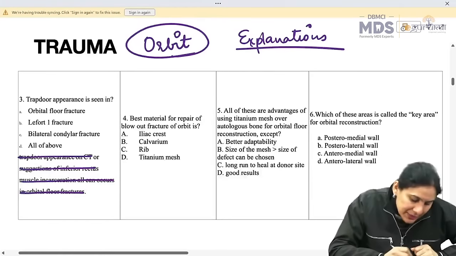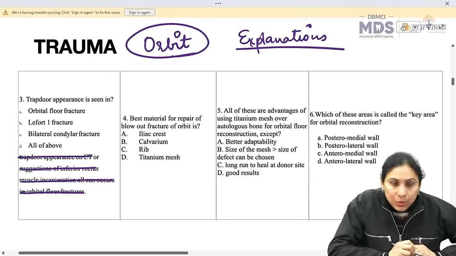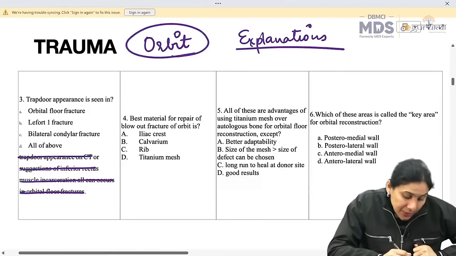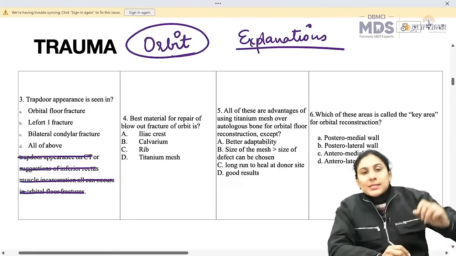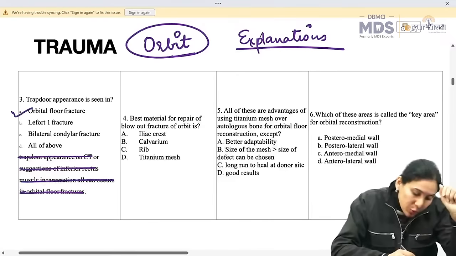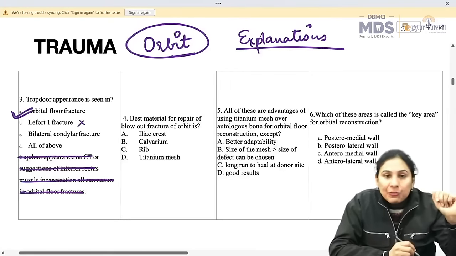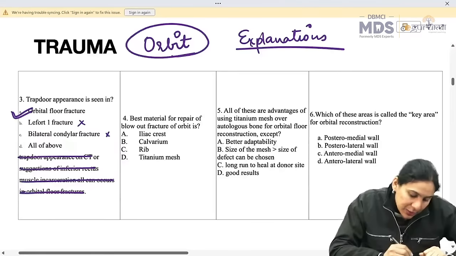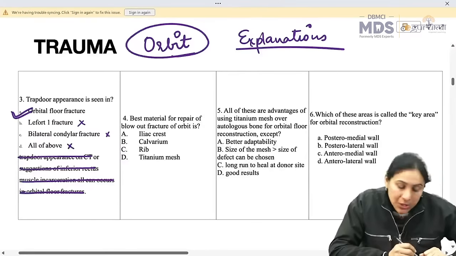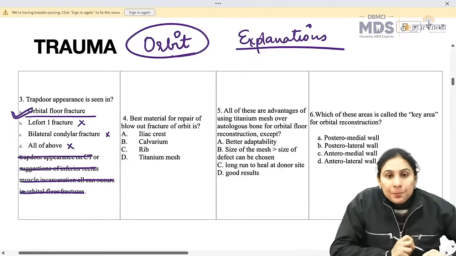Trapdoor appearance is seen in which of these fractures? Okay, you all have read that trapdoor appearance is seen in orbital floor fractures. It's not seen in Le Fort 1 fracture. It's not seen in bilateral condylar fracture. It's not seen in all of the above. You have learned this fact.